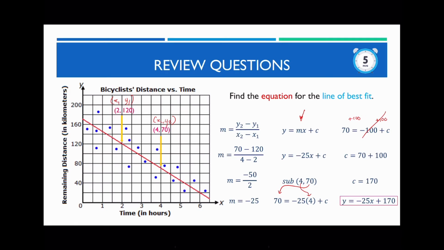Now, I always want you to check again to see whether your y-intercept is a reasonable value. So if you look up here, notice that if you were just to eyeball this, this does look like it's going to pass through the 170 value. So therefore, your y-intercept looks pretty legitimate.